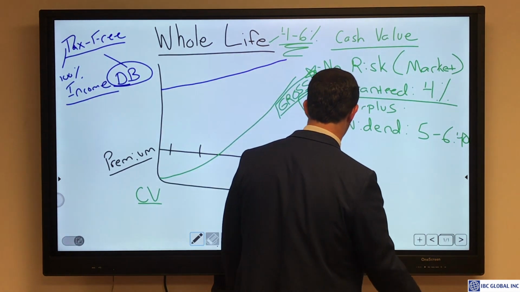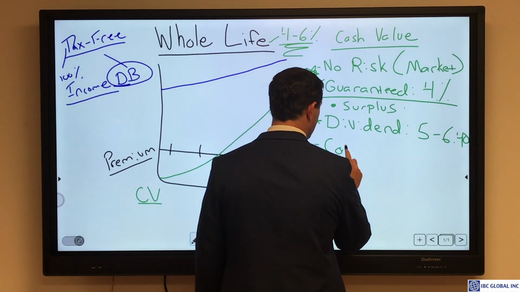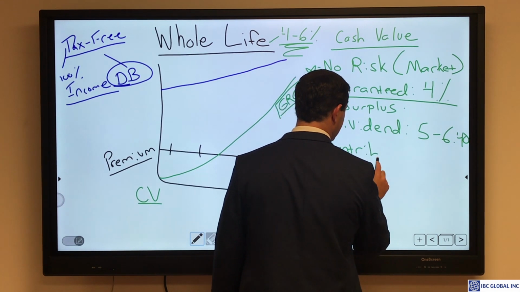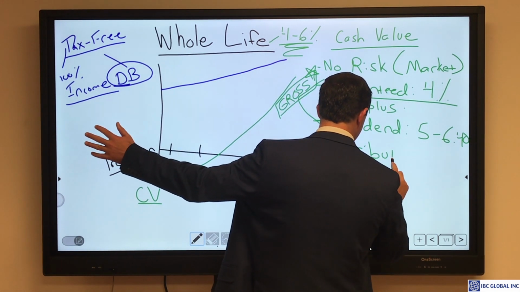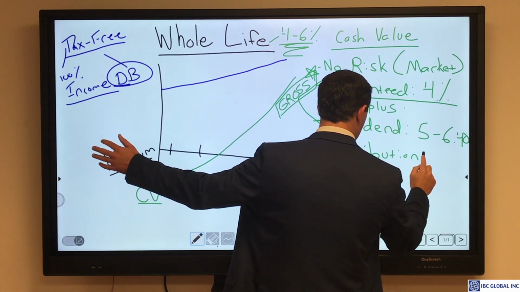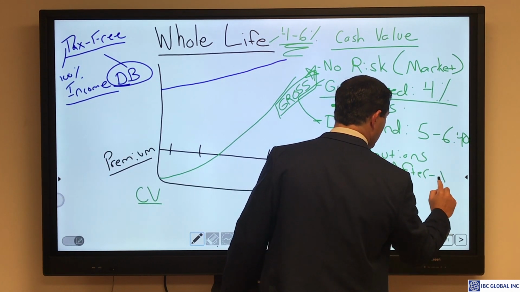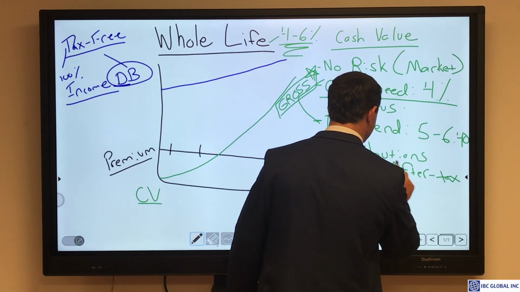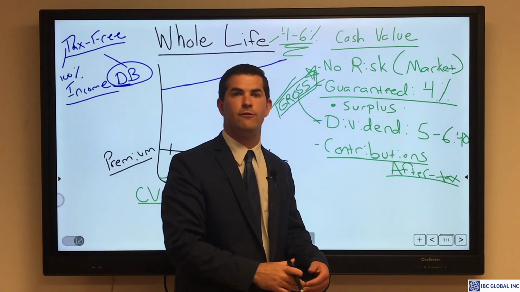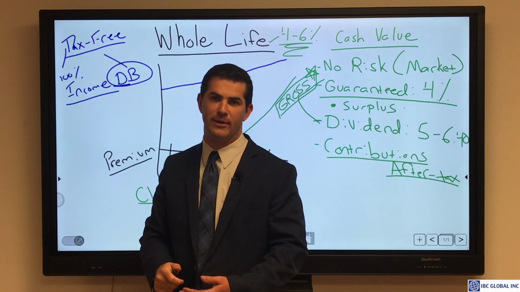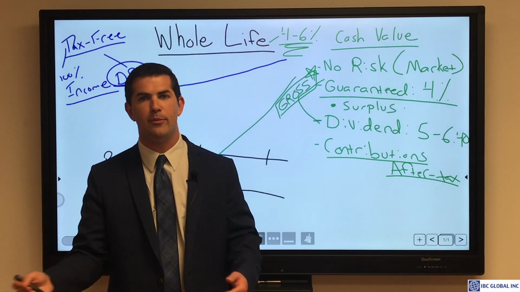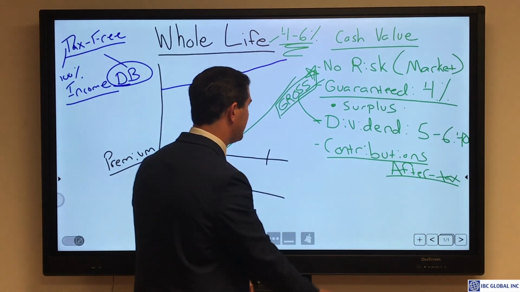A couple other important items. Contributions, meaning the money I pay into the policy, are always made with after-tax dollars. What that means is I cannot deduct the contribution like I can with a 401k. I cannot write it off against my income. More like a Roth account, payments I make are with after-tax dollars.